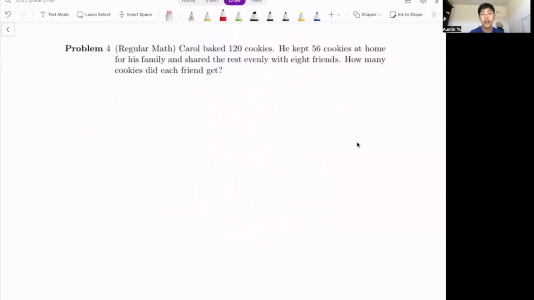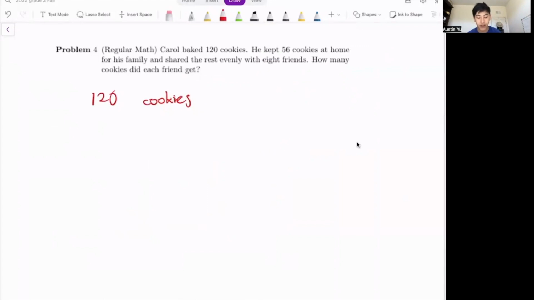Problem 4. Carol baked 120 cookies. He kept 56 cookies at home for his family and shared the rest evenly with 8 friends. How many cookies did each friend get? All right, Carol baked 120 cookies at the start, and he kept 56 cookies at home for his family. Then we subtract 56 from 120.